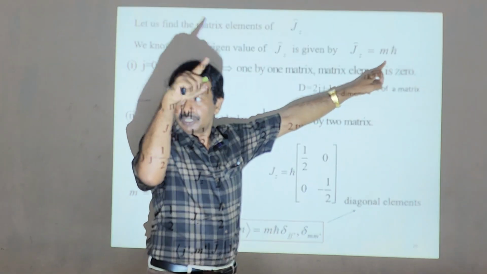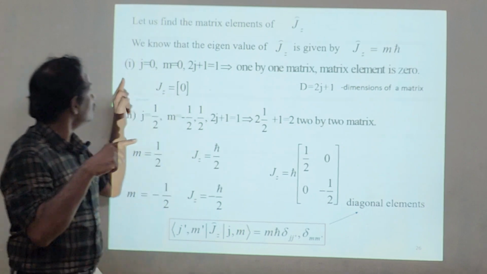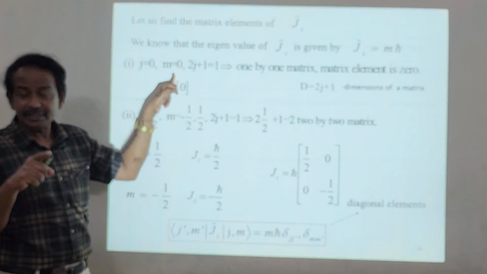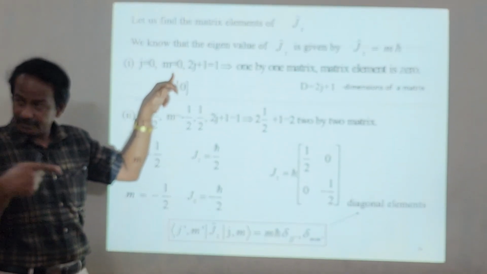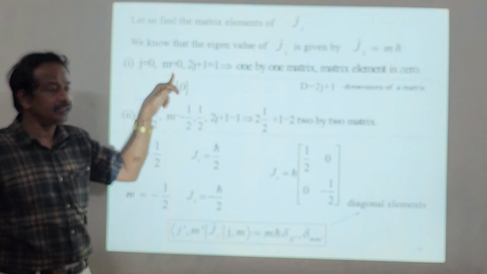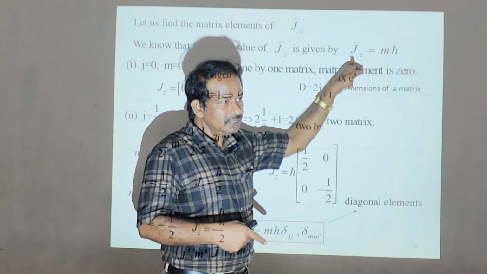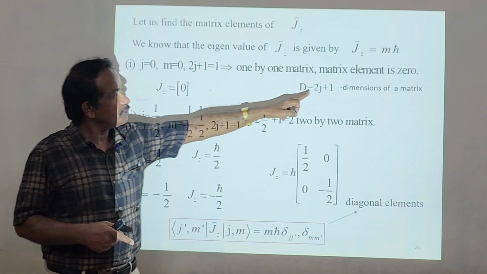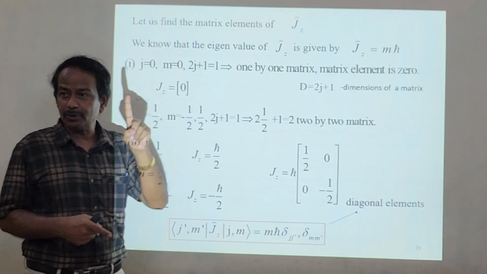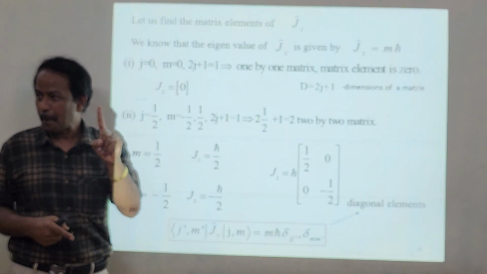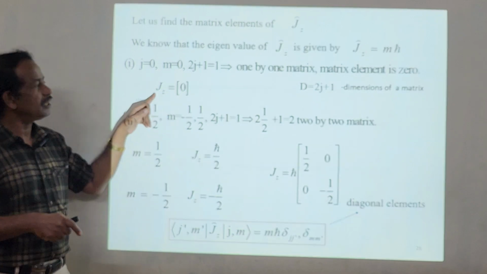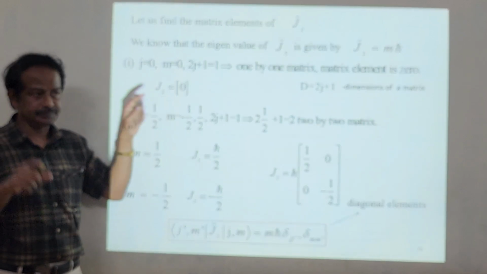If J equals 0, m equals 0, because m goes from minus J to plus J. J equal to 0, so m will be 0. If m is 0, J z will be 0. But the dimension of the matrix is one, that is, only one element exists in the matrix. Is it okay? So you will have J z equals 0.